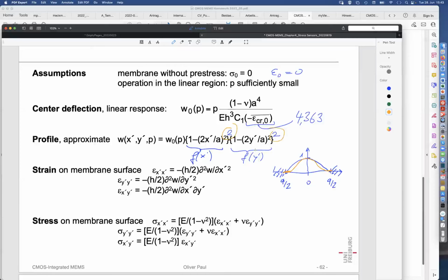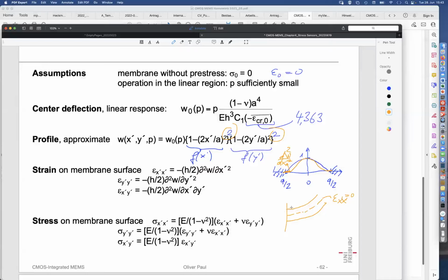And with this function, if you now calculate the curvature at this location, so for instance, d²w, twice the derivative with respect to x, it's always called x prime because of this 45-degree rotation, you get the curvature here. And now the membrane is this curved piece of material with a curvature given by the second derivative. And of course, there is this neutral plane that experiences no epsilon xx, or x prime.